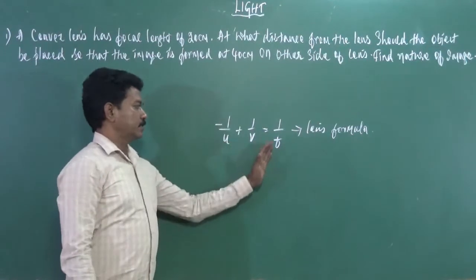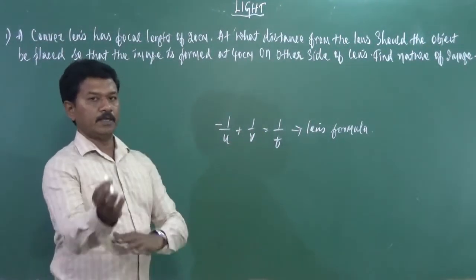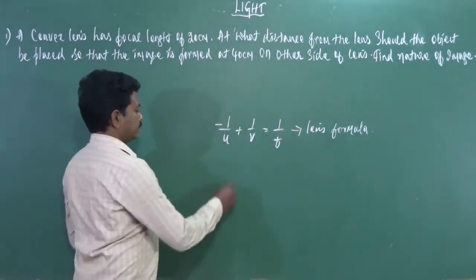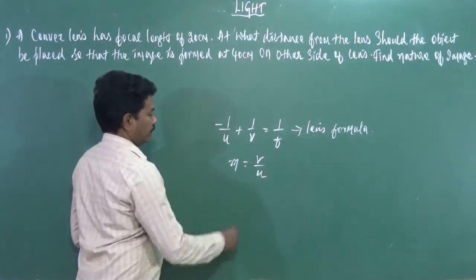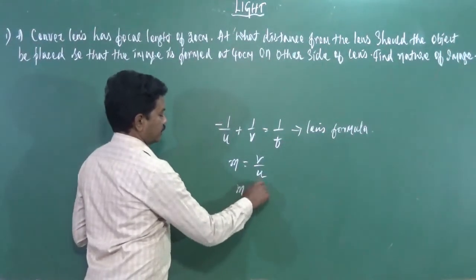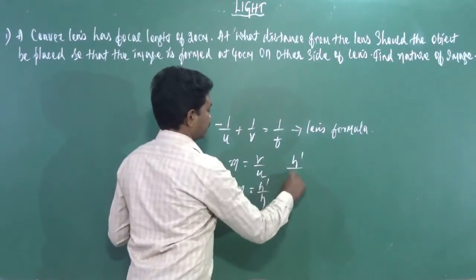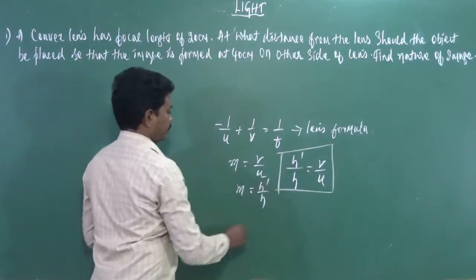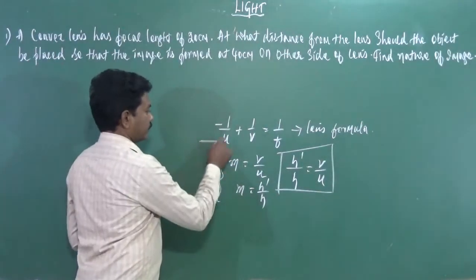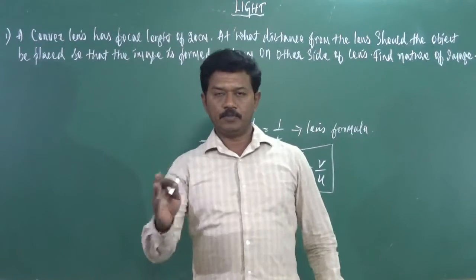Here we can alter the formula whenever we require, according to the given data and what is to be found out, right? And next is the relation for magnification: m is equal to v by u and m is equal to h dash by h. When we combine this, we get h dash by h is equal to v by u. These are the formulas which are required. Very important. Based on these formulas, we are going to solve numericals now.